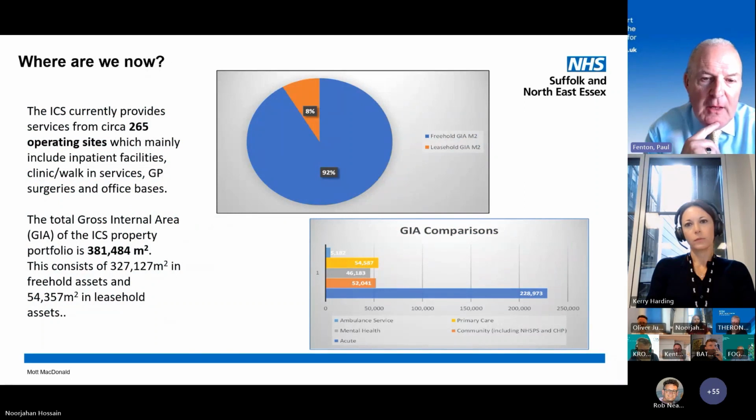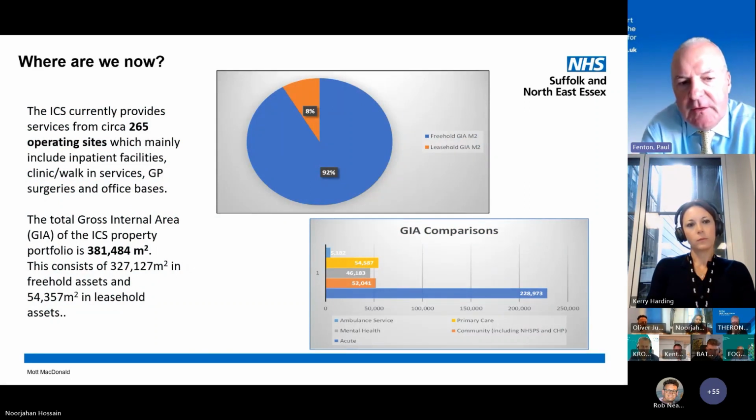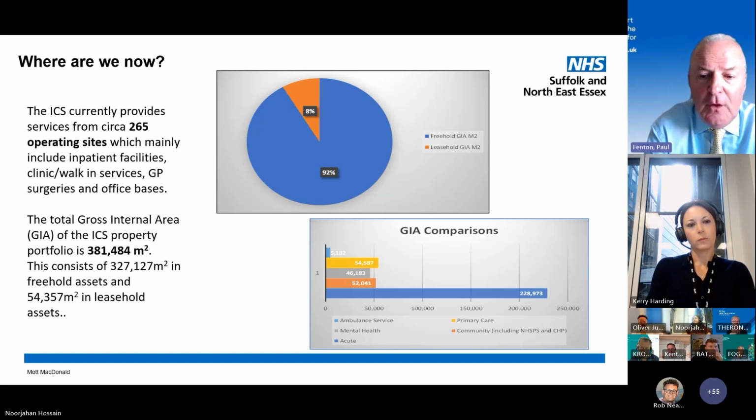So where are we now? We operate our services from around 265 operating sites. We have a GIA of around 381,000 square metres, of which 327,000 are freehold and the remainder leasehold, predominantly with NHS Property Services and Community Health Partnerships. Next slide, please.